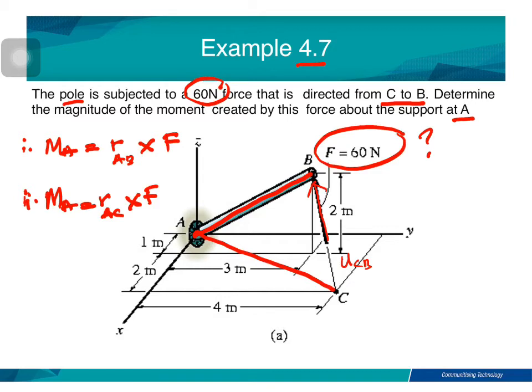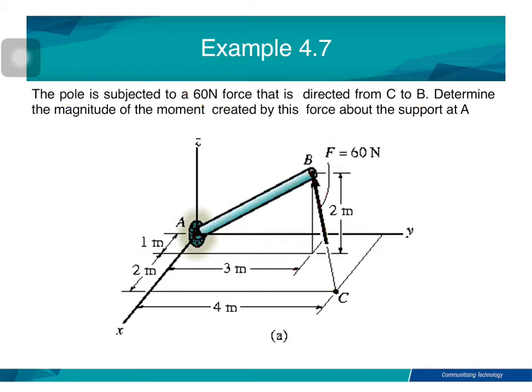How to express the force into Cartesian? Okay, now how to resolve the force into Cartesian? So here we can express the force into Cartesian. Let's say it is FCB. So we need to multiply with the UCB. So how to get the unit vector CB?